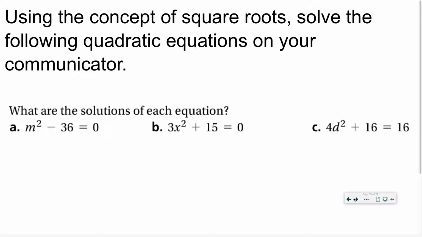Okay, so let's try to solve. You're not going to do these on a communicator. I'd rather you keep them in your notebook for now. Find the solutions for m squared minus 36 equals 0, 3x squared plus 15 equals 0, and 4d squared plus 16 equals 16 by solving for x.